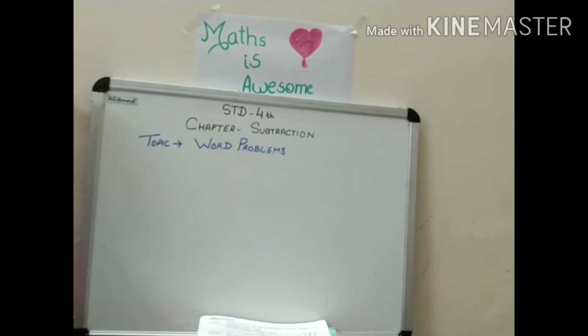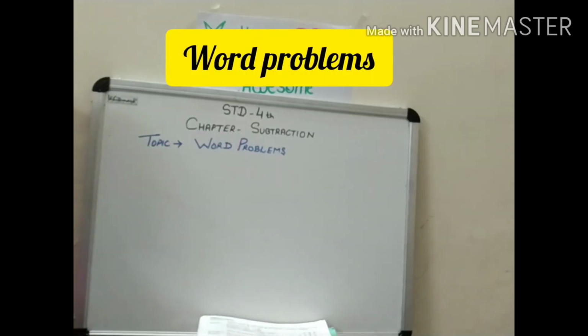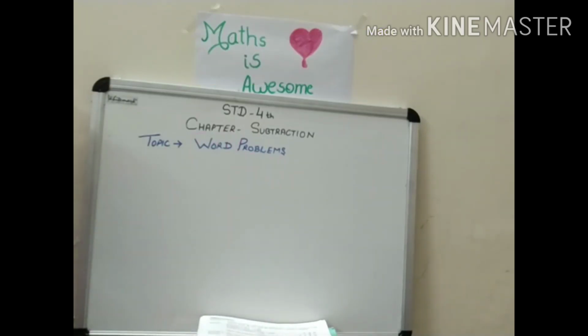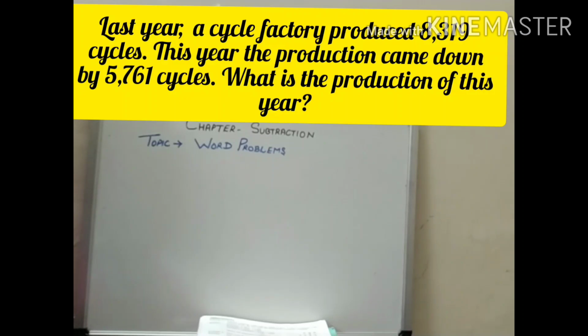Subtraction, and the topic is word problem. Okay children, we are going to solve the sums related to the problems. Now children, first question is, last year a cycle factory produced 8,319 cycles. This year the production came down by 5,761 cycles. What is the production this year?